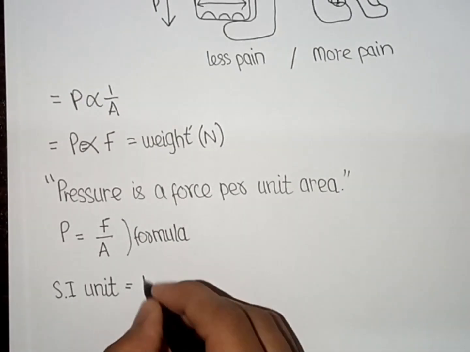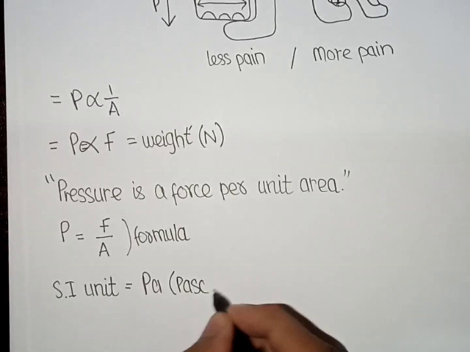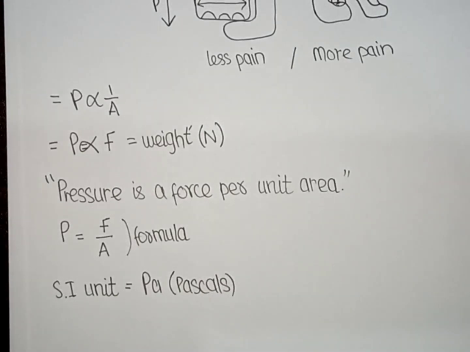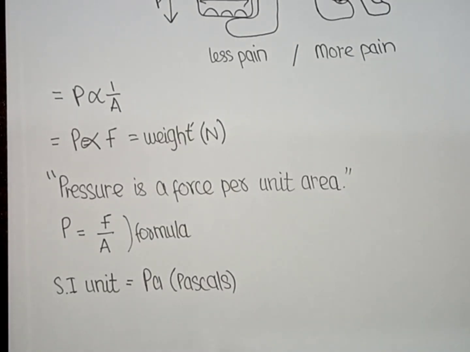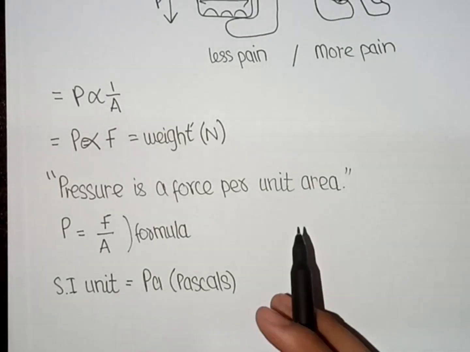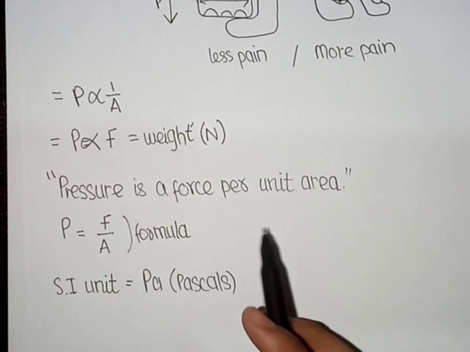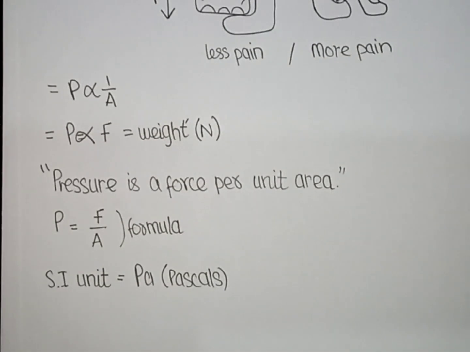Pressure is always measured in pascals. Remember, if you do not put the answer with the SI unit, one mark will be deducted. So the Pascal, the SI unit, is important to put. Okay, now we'll take some examples to understand further.